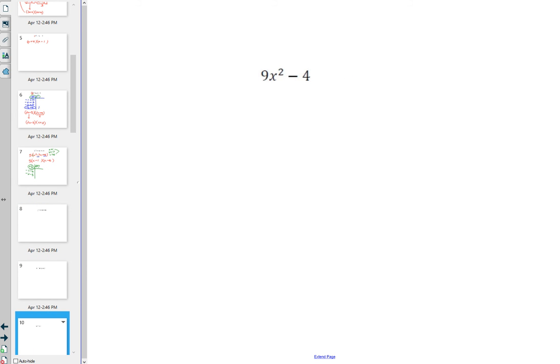We can do this one here. For the second time today, there's only 2 terms. This one doesn't have a common factor like the last one did. But how can this be factored?